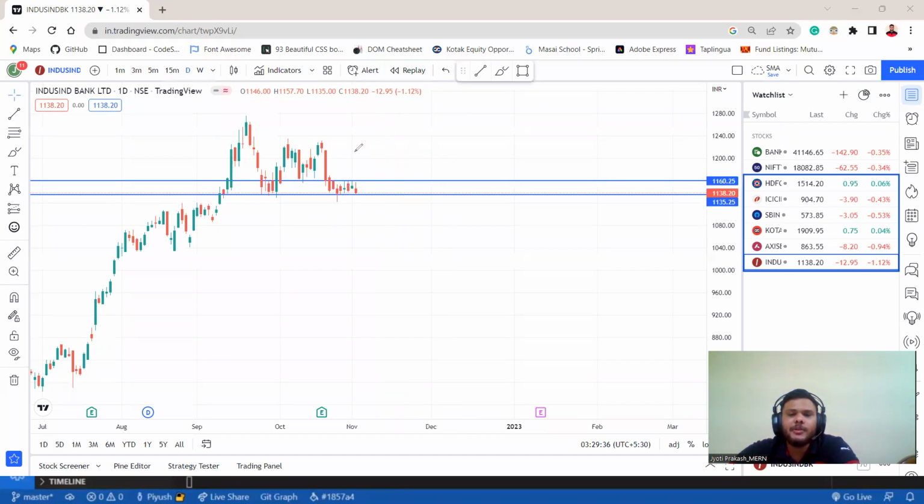For any buying movement, it needs to close above 1160. After that you can take a trade for buying, and for buying we can also set our target to a large extent, which is around 1200.